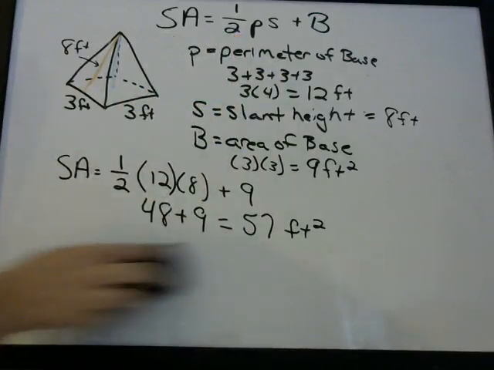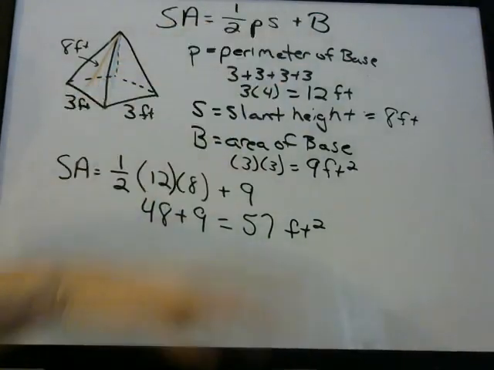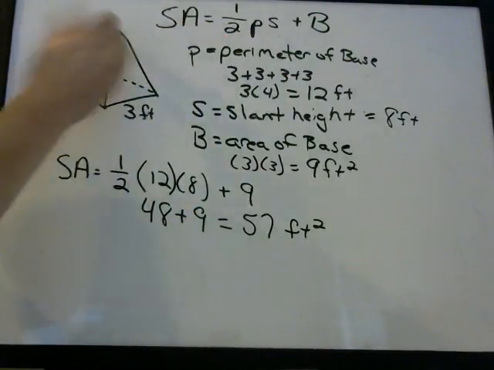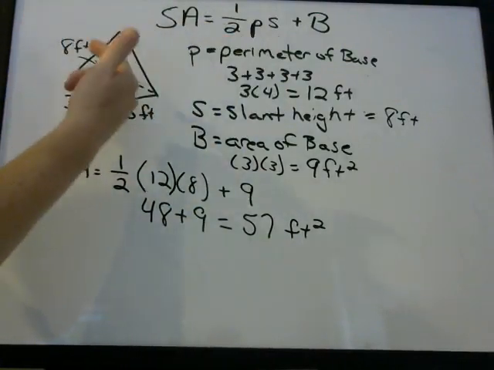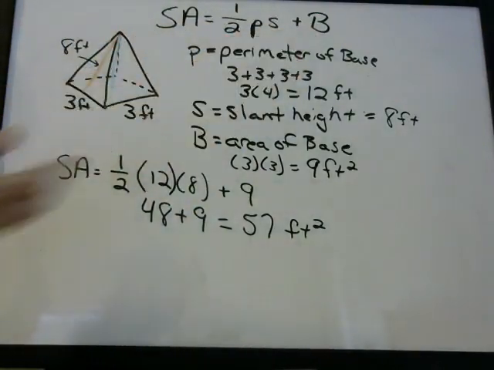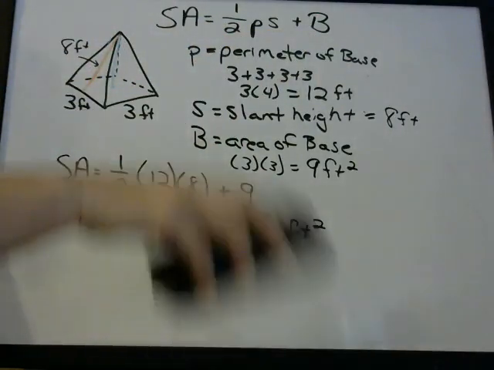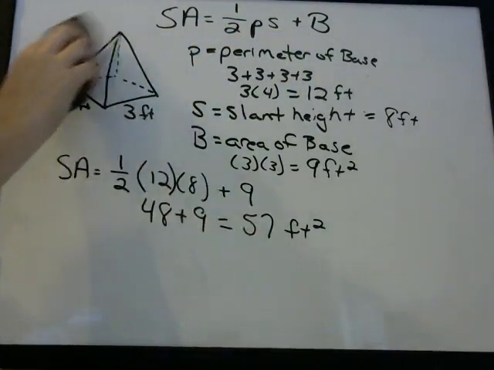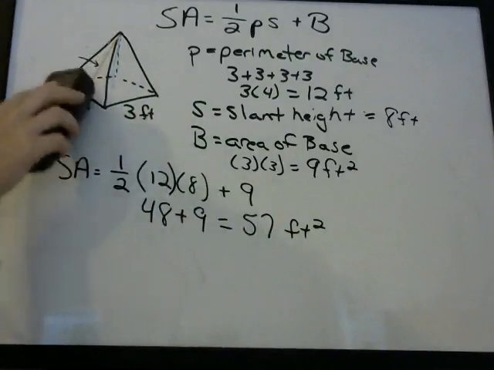So again, just remember, this first part before the plus sign is giving you the total area for the four sides. This is giving you the area for the bottom. We'll do one more problem that's a little bit more computationally challenging.